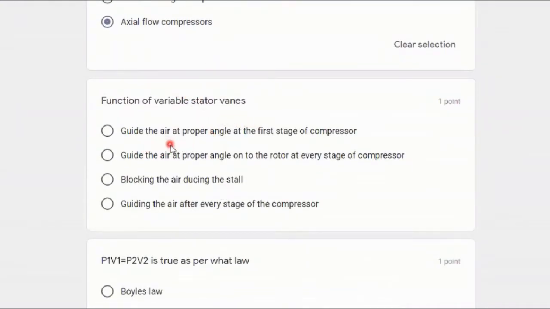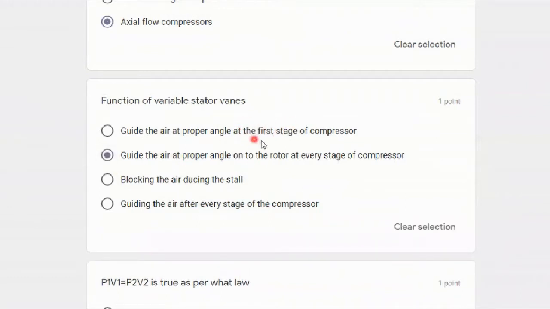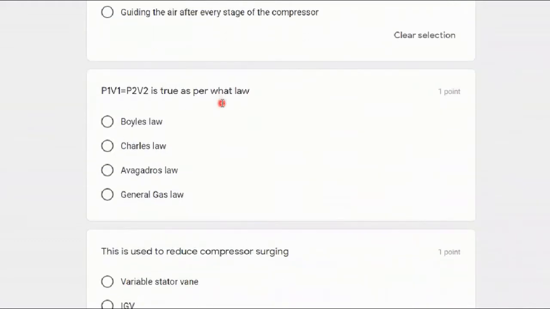Variable stator wing will guide the air at a proper angle at the first stage of the compressor, guide the air at a proper angle on the rotor at every stage of the compressor, blocking the air duct, and guiding the air after every stage of the compressor. So this should be guiding the air at a proper angle. That part we know. Variable stator wing means that at every stage it will guide the air. If this is the question, that is if it is only for the first stage, then your question will be inlet guide wings.